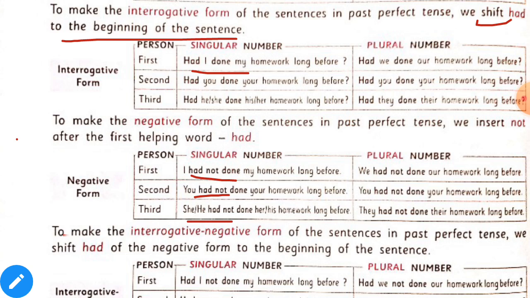To make the interrogative negative form of the sentence in the past perfect tense, we shift had of the negative form to the beginning of the sentence. If the sentence is interrogative, then we will have to put had at the beginning of the sentence, like had, then subject, then not. For example, you can see here had, then subject, then not, then third form.